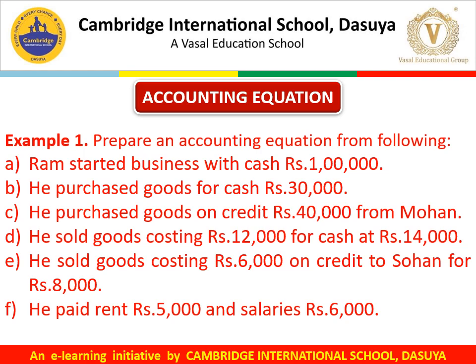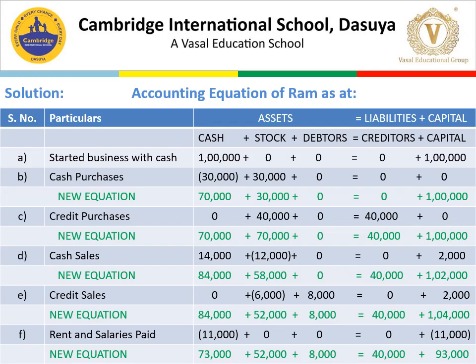Now we will solve the question. Now this is the solution of the previous question. So the first transaction is started business with cash, which leads to an increase in cash of rupees 1 lakh and an increase in capital of rupees 1 lakh.